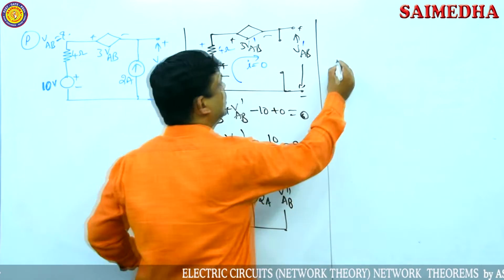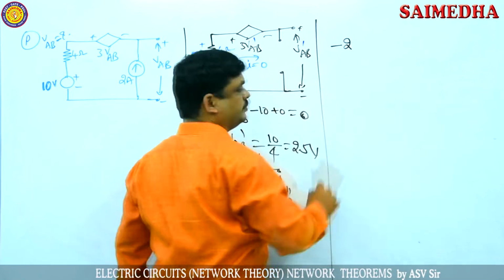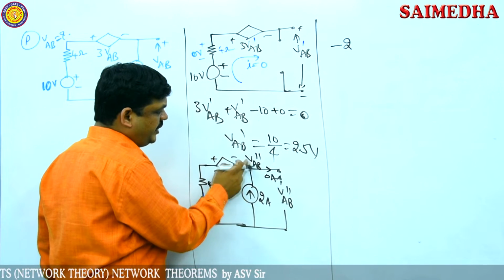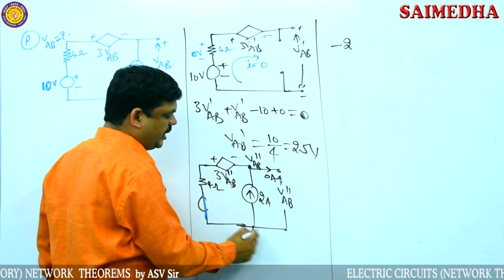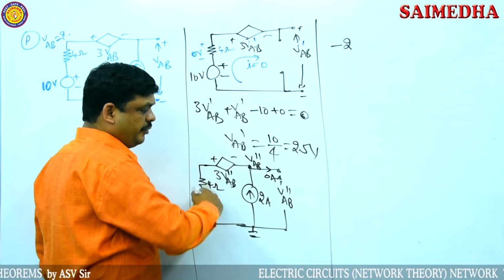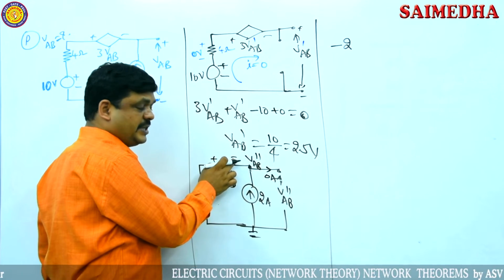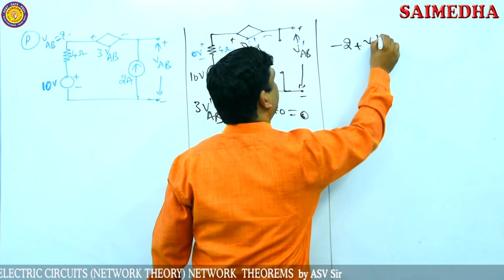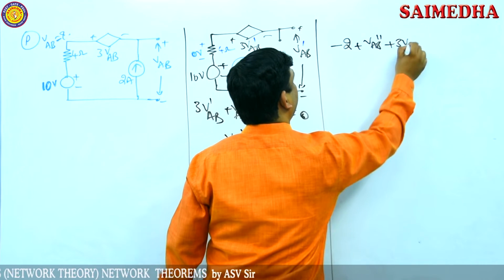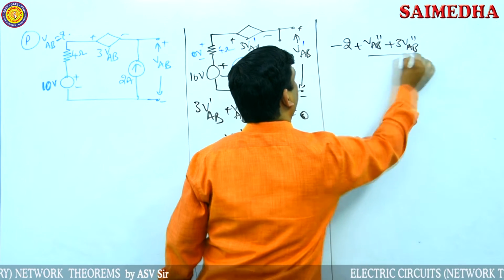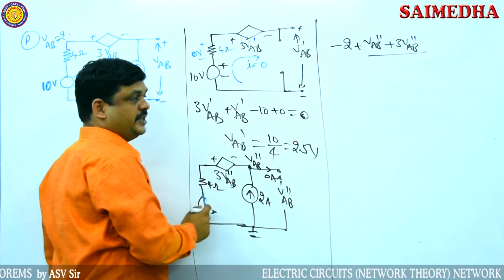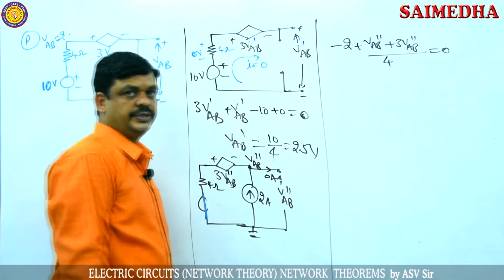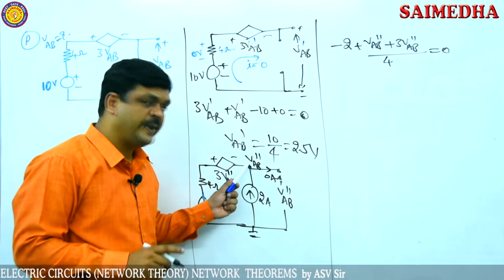The current is incoming current, so minus 2. And again this branch. This branch voltage equation is VAB double dash, and here this is directly connected to ground. So VAB double dash, and this voltage is connected with minus here, plus VAB double dash plus 3 VAB double dash by the resistance of this path here. The resistance is here 4 ohms, is equal to 0.